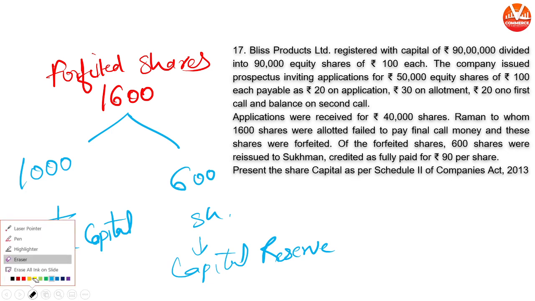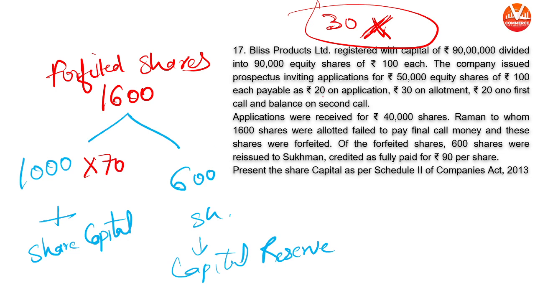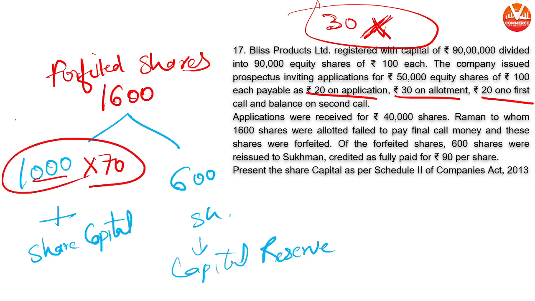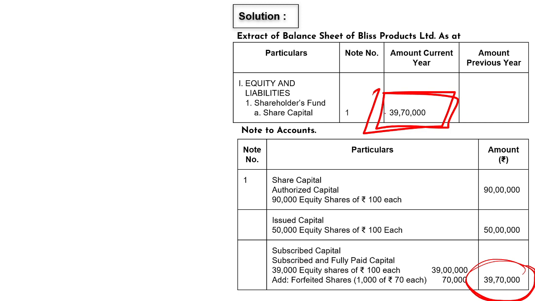So now, how much balance will be there? On these shares, we are not receiving the final call of 30 rupees, but we have received 70 rupees. We have received application, allotment, and first call. So 1000 multiplied by 70, this balance of the forfeited shares which are not reissued will be added to share capital. So you will add the forfeited share balance 70,000. So 39 lakh plus 70,000. This balance will be recorded in the balance sheet. ये balance record हो जाएगा balance sheet में. So this is how you have to record share capital in the balance sheet.